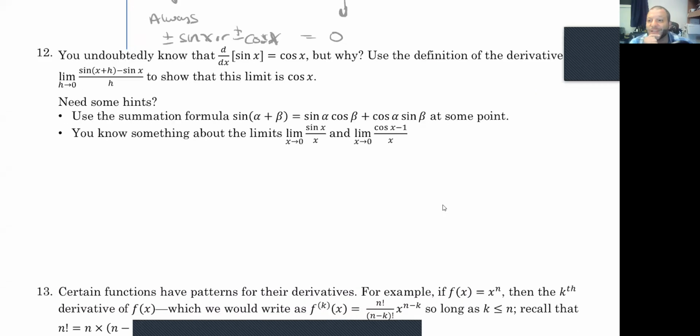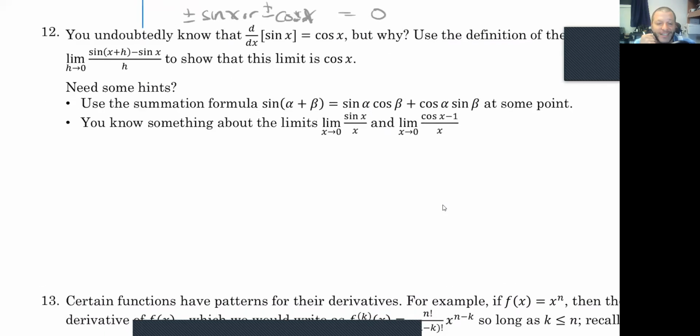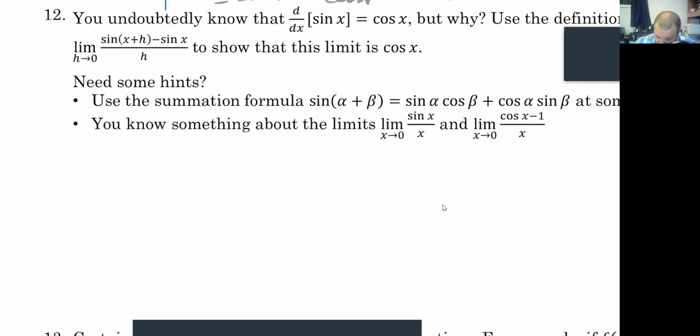Hey, lucky day. We get to do some trig identities. I know we've been yearning for some trig identities since the beginning of the class. So the goal here is to show that the derivative of sine is equal to cosine using the definition of the derivative. So the definition of the derivative means that I'll take the limit as h approaches 0 of f of x plus h, which is sine of x plus h, minus sine of x, all over h.